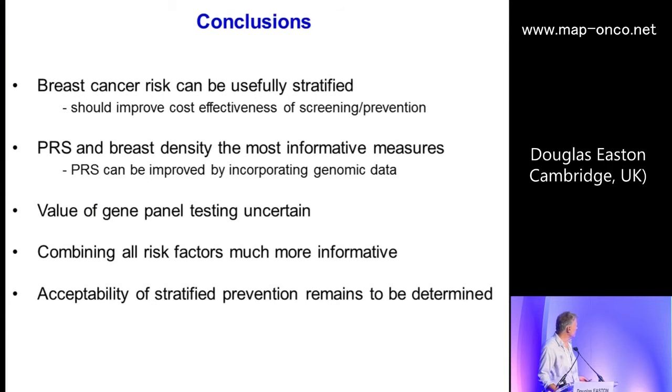So, just to conclude, I hope I've shown you that breast cancer risk can be usefully stratified, and it should improve the cost effectiveness of screening and prevention strategies. The most important factors to consider are SNPs combined into a polygenic risk score and breast density. The PRS can be improved by incorporating additional genomic data. I think the value of gene panel testing is a bit more of an open question. For some of the genes it's valuable, for some not. But combining all the risk factors together can be much more informative.